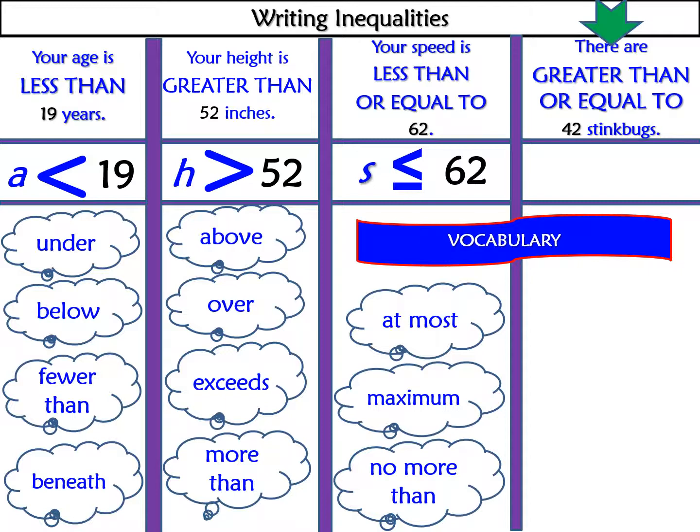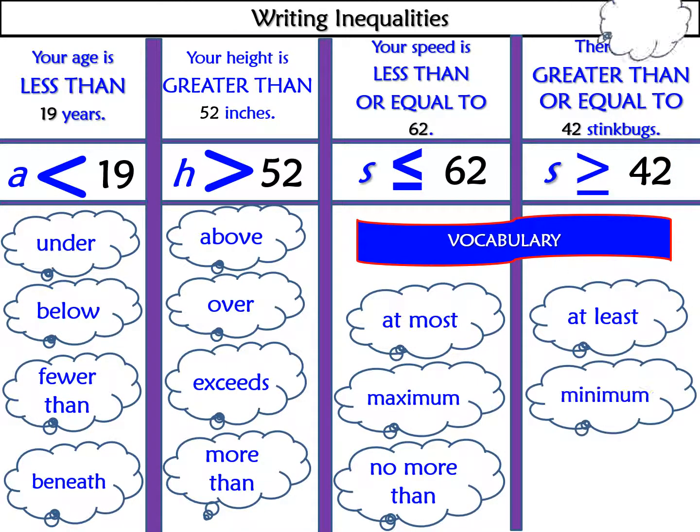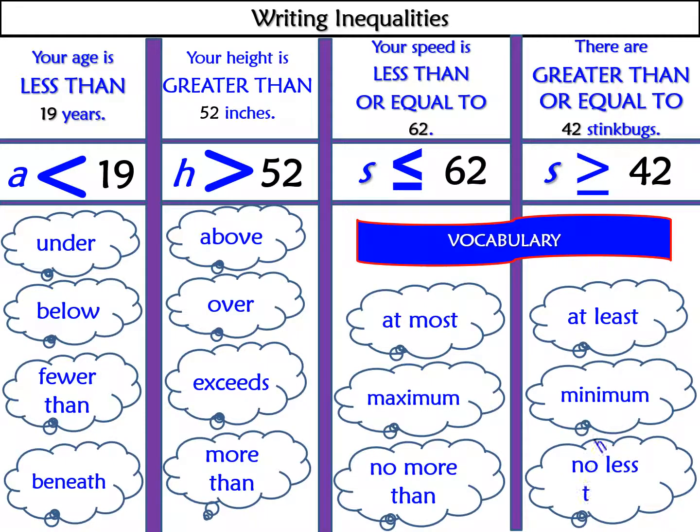Last one. There are greater than or equal to 42 stink bugs. So since we don't know the number of stink bugs, we'll call that S, and we're comparing to 42. And now the greater than or equal to symbol, of course, looks like a greater than symbol, but with the bar underneath. So if you look at the list of vocabulary that we came up with for less than or equal to, you probably have a pretty good idea of the kind of phrases that we're going to use for greater than or equal to. So of course we wouldn't use at most, we would instead use at least, or minimum, or possibly even no less than.